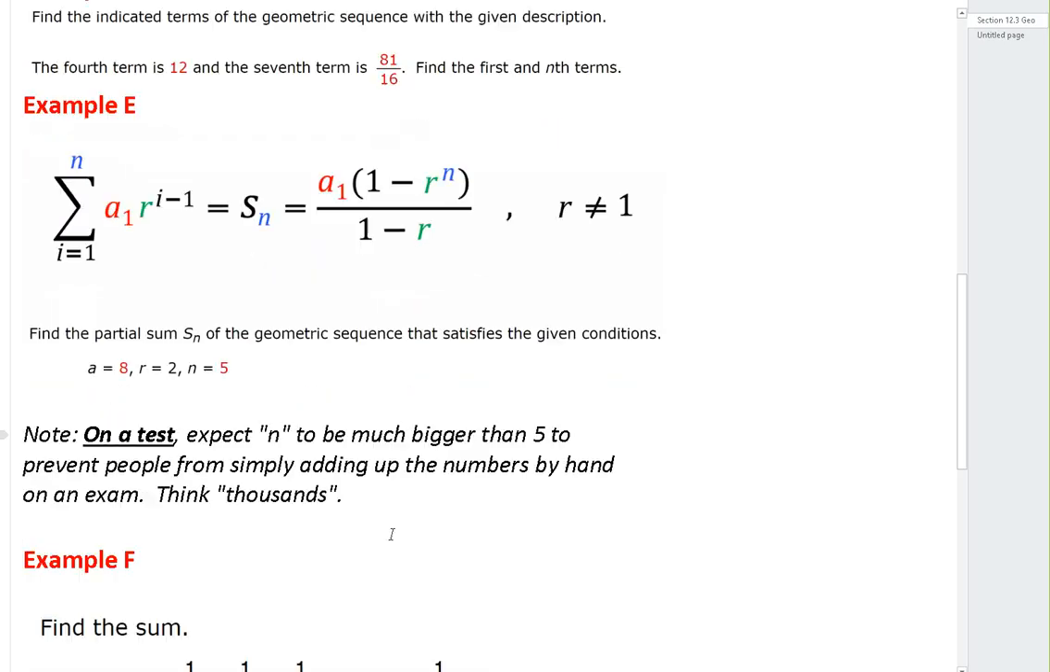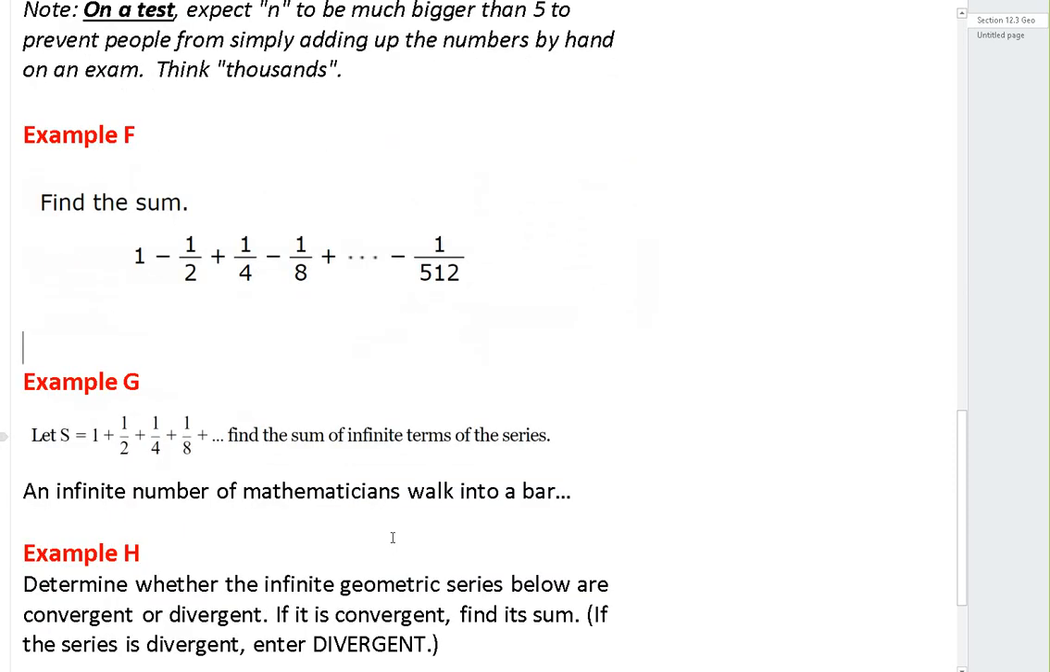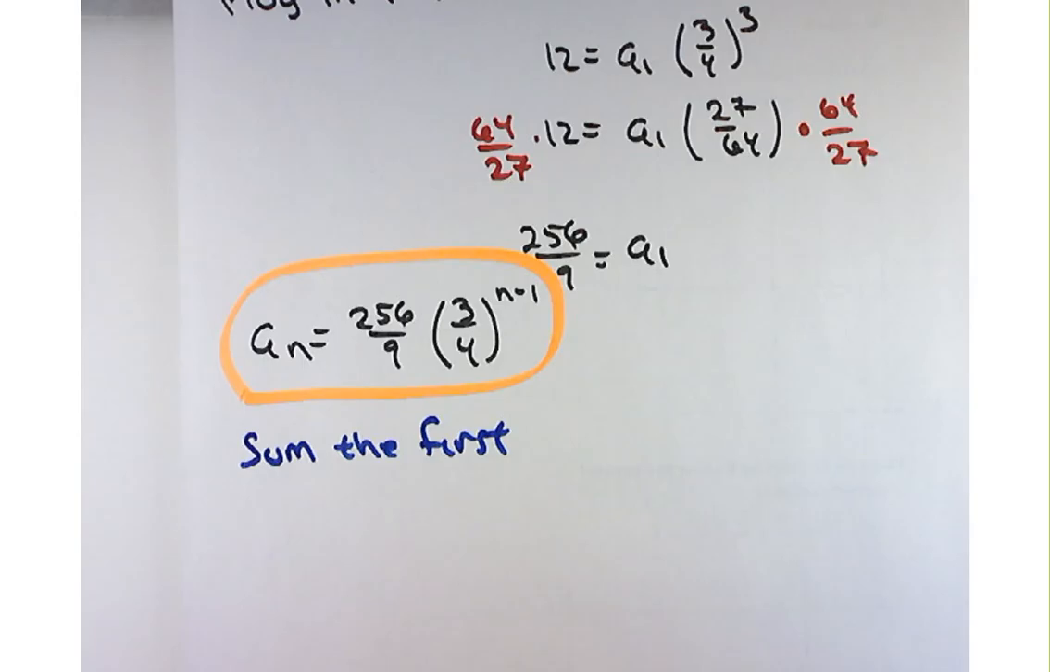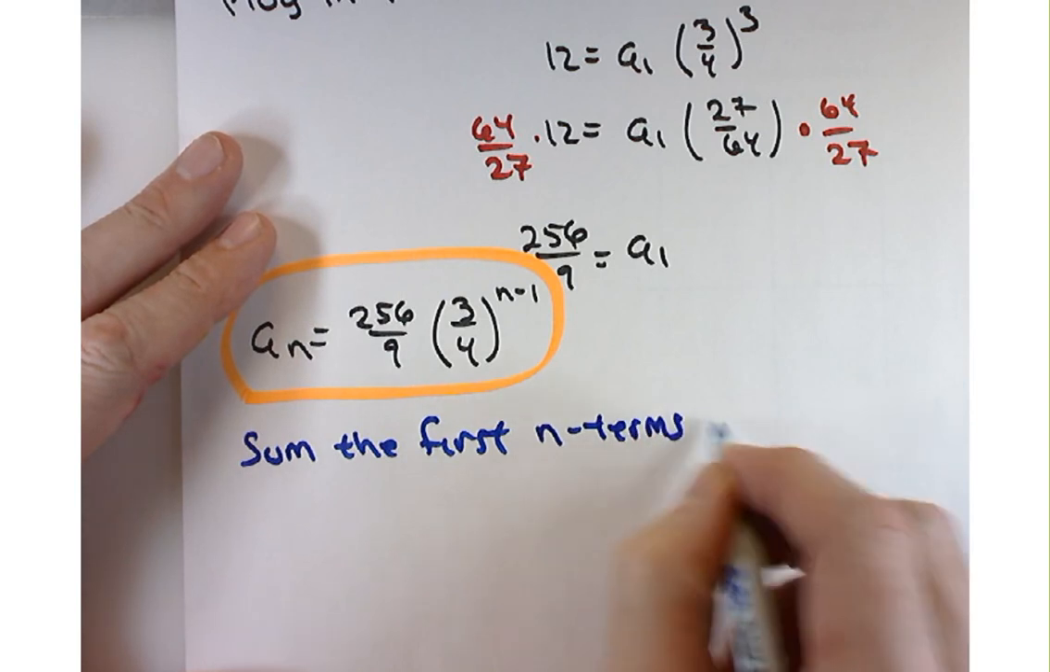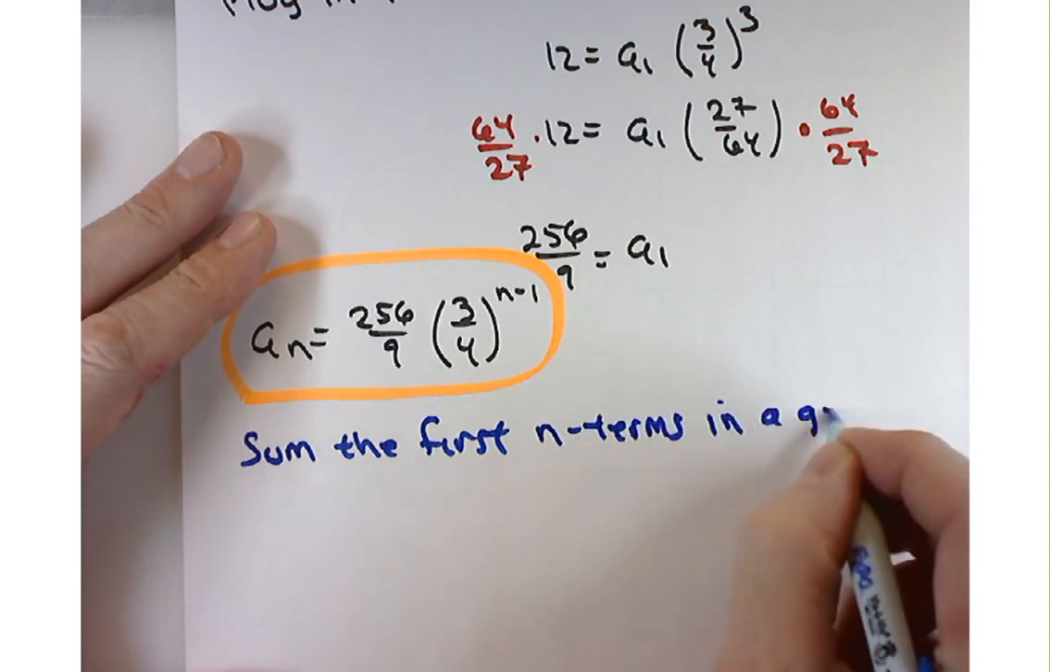All right, let's keep going. So we're going to move on to something we did with arithmetic sequences, and that is we summed them up. We added them up and figured out what the sum was. So let me tell you how to sum the first n terms in a geometric sequence.